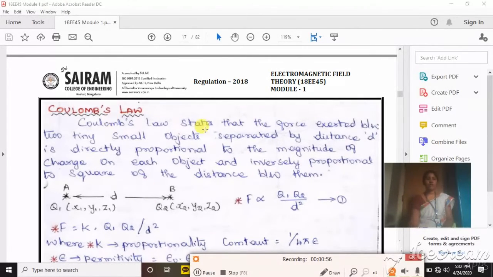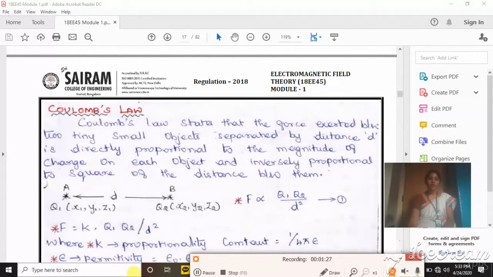Coulomb's law states that there will be a force exerted between these two tiny small objects which are separated at a distance d. That force is directly proportional to the magnitude of the charge and inversely proportional to the square of the distance. Why? Because as the distance increases, take a magnet as an example. As you increase the distance between the two magnets, the force of attraction or the force of repulsion is going to get reduced.